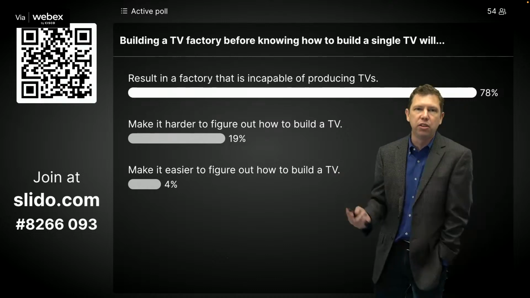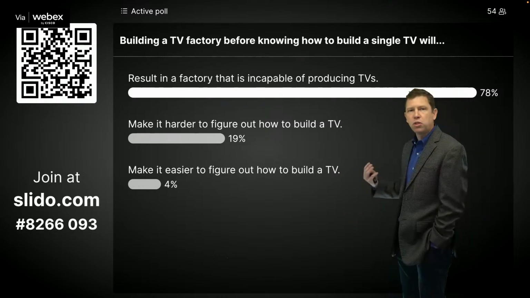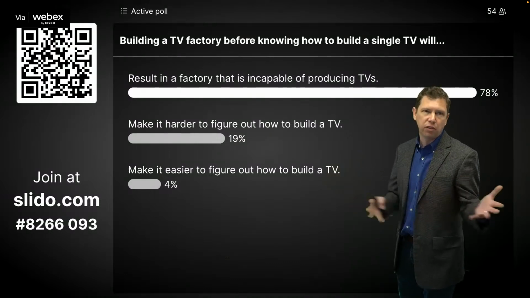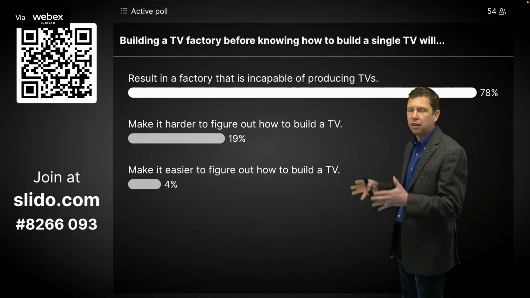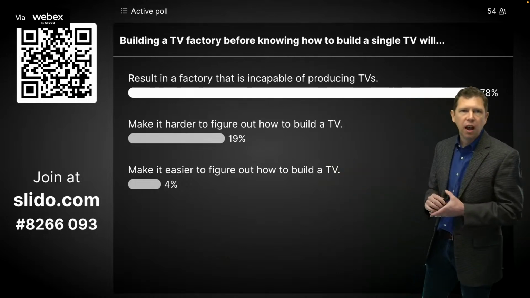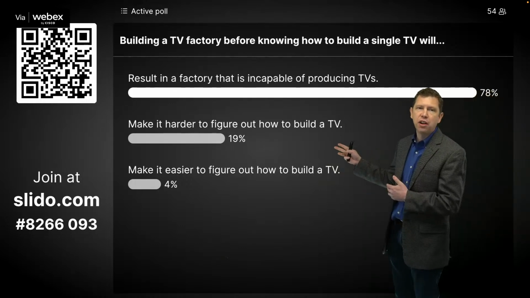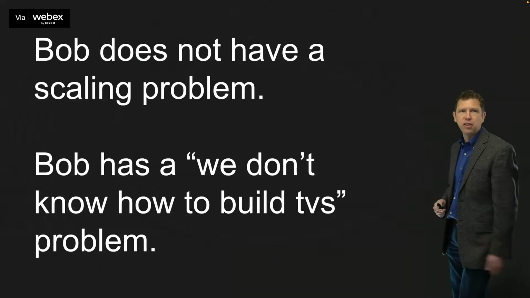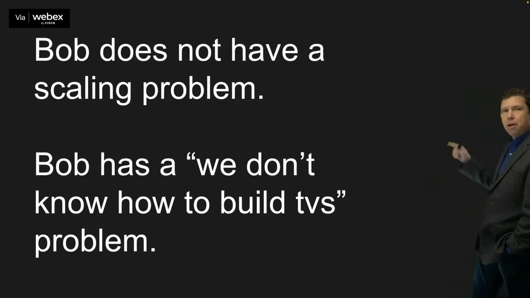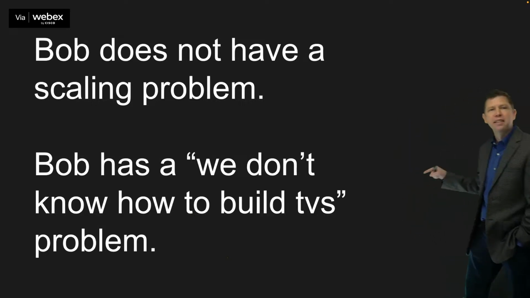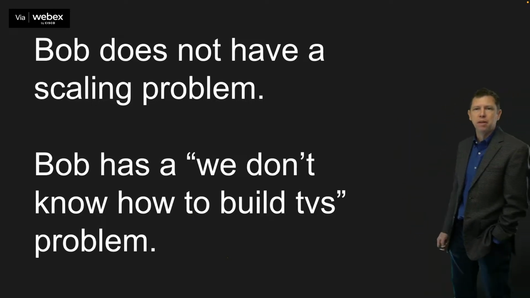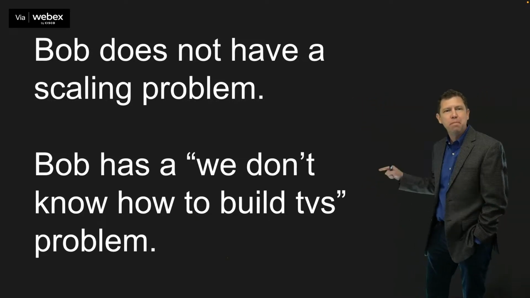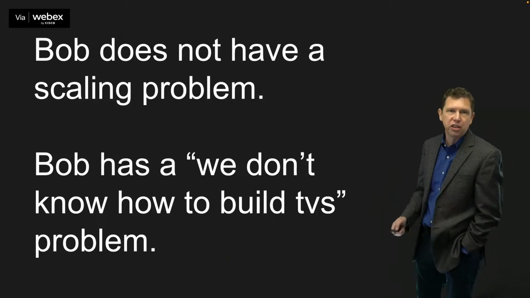Now we either need to retrofit the factory, once we've experimented at a large scale of building thousands of units and discovering they didn't work, rather than at a smaller scale. So it's probably going to make it harder to figure out how to build a TV. It's also probably going to result in a factory that's incapable of producing TVs. So in thinking about Bob here, Bob does not have a scaling problem. Bob has a we-don't-know-how-to-build-TVs problem. He shouldn't try to fix the scaling problem until he's actually dealt with the immediate problem, which is they don't know how to build televisions.